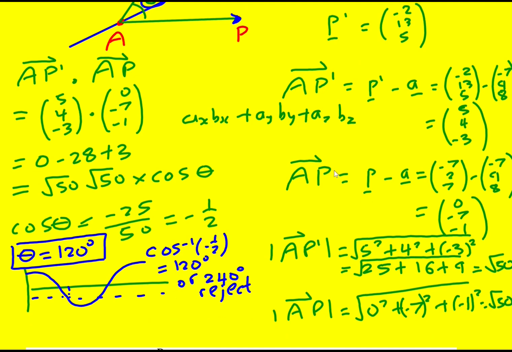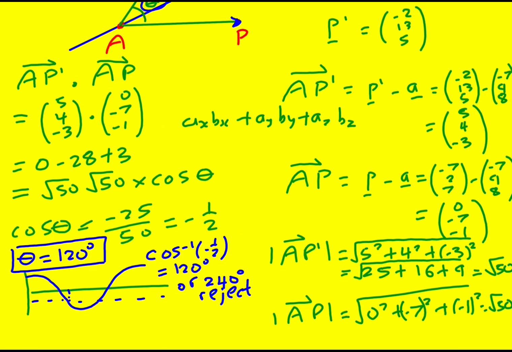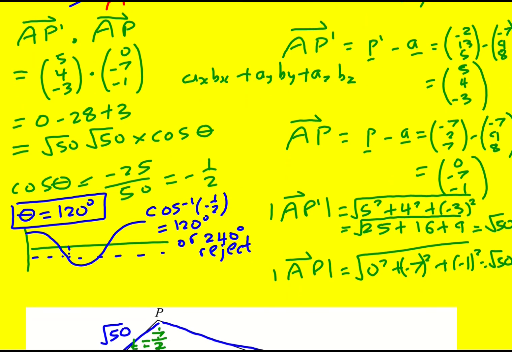I forgot to mention that you also have to find the magnitudes of AP dash and AP, which I'd done down here using 3D Pythagoras. Then I put it into that formula and it's all worked out. Okay, I'm going to return to the main bit of the video that I then continue to make, which moves on to the next part. So it's probably going to jump at this point.